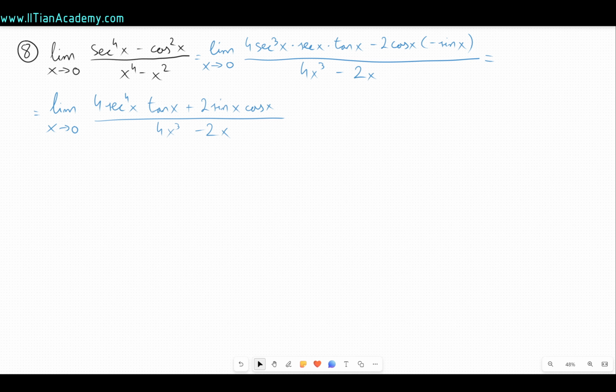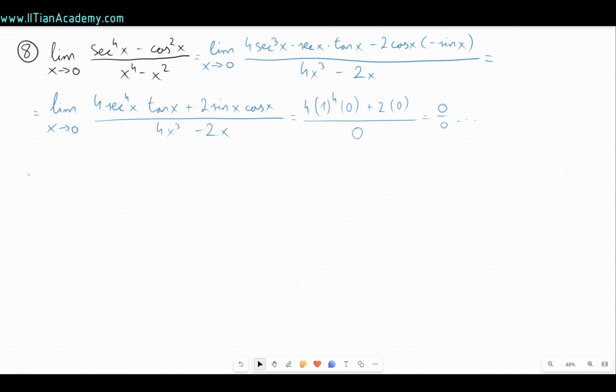Now we could already try and substitute in 0 to see if we are lucky and we don't need to apply L'Hopital's rule again. But unfortunately, we're going to have to do it again. But we can just try. So 4 is going to stay. Secant of 0 is simply 1. Tangent of 0 is 0. And then plus 2 times, well, sine of 0 is 0, so we don't even need to look at the other one. And it's also going to be 0 minus 0, so this is still 0 over 0.